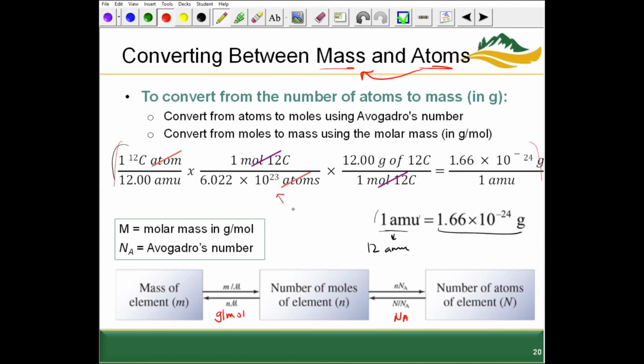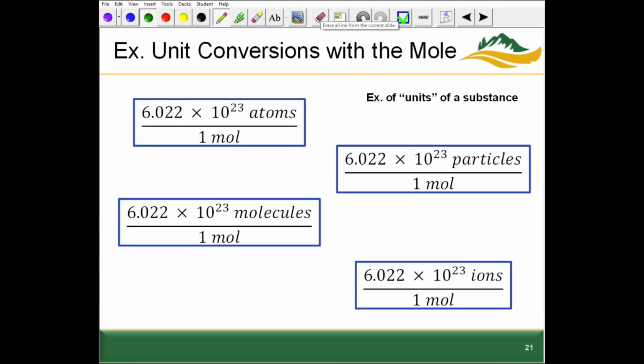Here's the important factor here, our use of Avogadro's number. Here's the other really important conversion factor here, using molar mass or grams per mole. These are the 2 main conversion factors you should start to be comfortable with at this point. Keep this slide handy. Know that you can substitute in pretty much any elementary entity, be it atoms, molecules, particles, ions, compounds, etc. So Avogadro's number of any elementary entity per 1 mole.